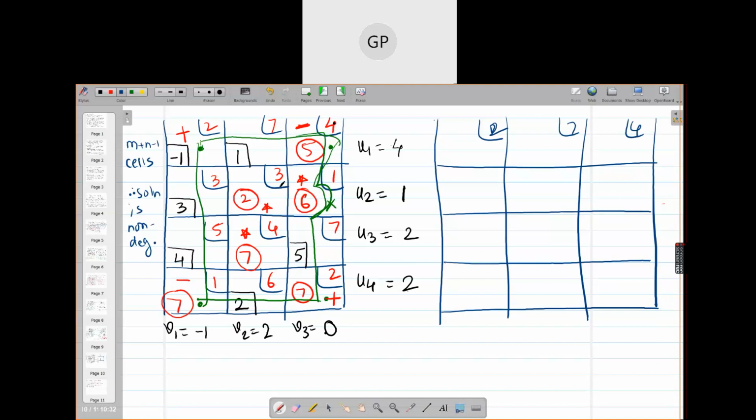2, 7, 4. 3, 3, 1. 5, 4, 7. 1, 6, 2. So I'm writing these old cells where there is no change. The cells which are not in the loop, those allocations I'm keeping as they are. Now let us start with the very first cell. How many units do I have to put here?